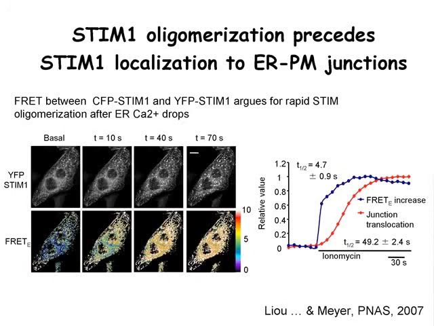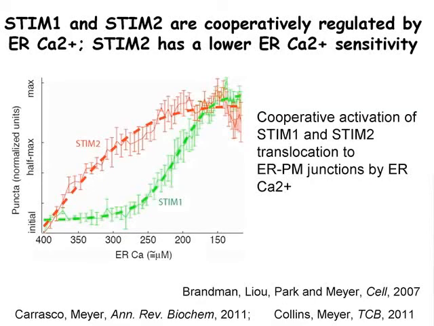And we also found that this STIM protein is cooperatively activated by ER calcium, explaining how a relatively small drop in ER calcium can lead to a very dramatic translocation and activation of calcium influx, and we think this is caused by this oligomerization. And also the two STIM proteins have somewhat different affinities, so depending on the cell type, they can regulate calcium in a different range of ER levels.